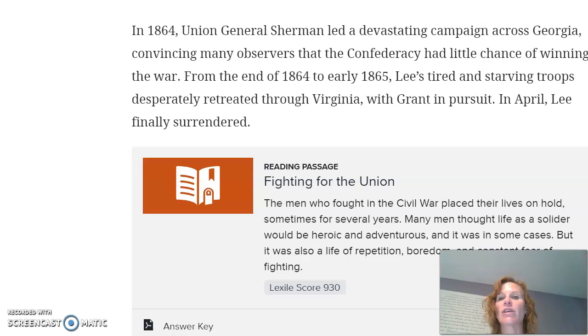So, General Lee was on the Confederate side. His troops were tired, they were hungry, they couldn't get new people to come in, and they couldn't get the supplies they needed because all the ports were blocked off. So in April of 1865, General Lee and the Confederate side surrendered, and the Union won the Civil War.